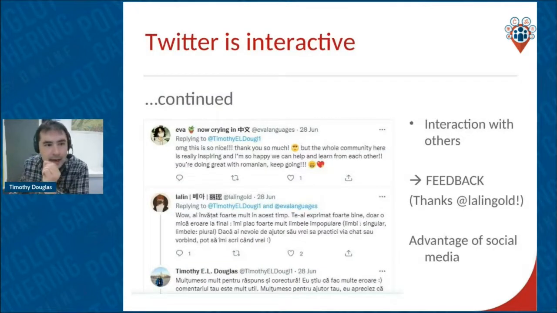And as I mentioned before, Twitter is interactive. Many people can look at it. So this user, Lalin Gold, very kindly commented on what I wrote in order to make some suggestions about how I could improve. And this is why it's all about practicing, really. If you want to get better, you have to practice. And I'm also very open to corrections as well.